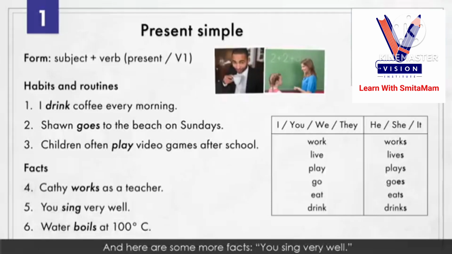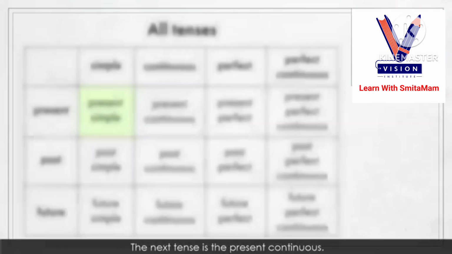And here are some more facts. You sing very well. It is said as a fact about someone's ability. Water boils at 100 degrees Celsius. Notice that this last sentence is a fact about the world. So facts can be about people or they can be about things in the world. So that is the present simple tense.